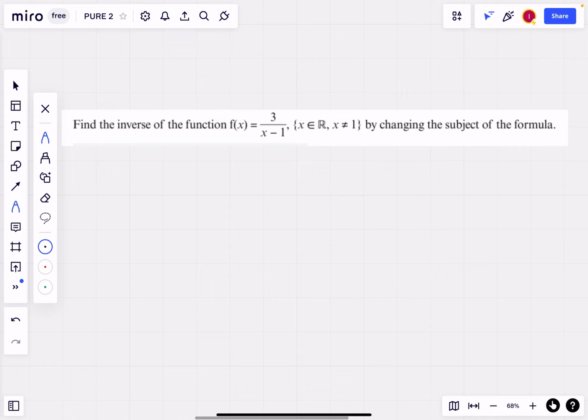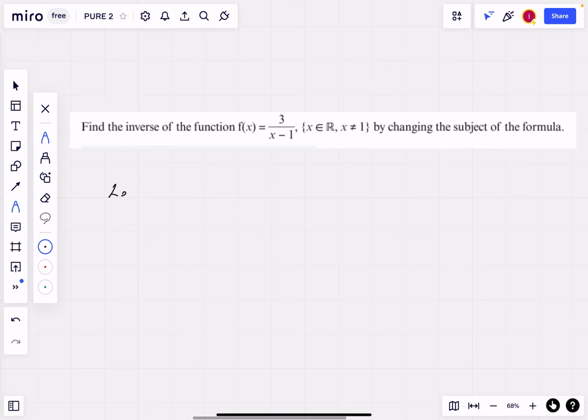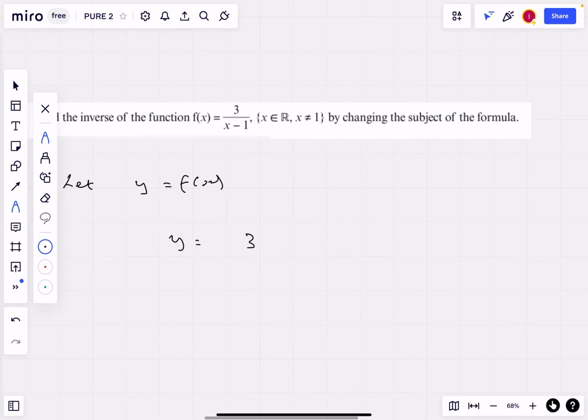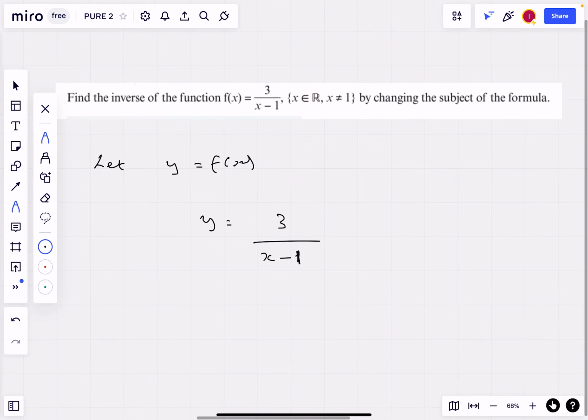So in this case, it says find the inverse function of f(x) equals 3 over x minus 1. Now here's what you're going to do. You're going to use substitution. You're going to let y equal f(x). So y equals 3 over x minus 1. And now what you're going to do is try and make x the subject of the formula. So can you try that, please? Can you try and make that x the subject?